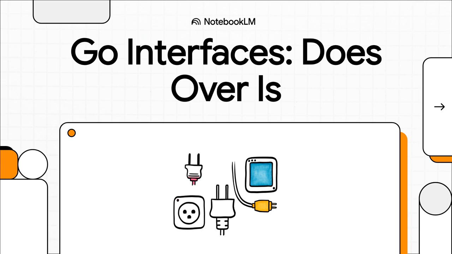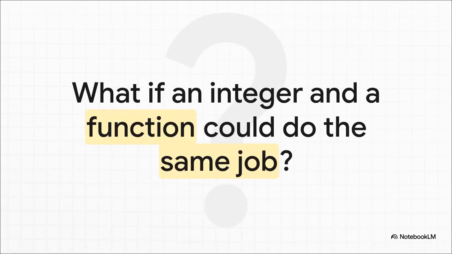We're talking about interfaces. And trust me, this is a feature that's going to totally change the way you think about putting your code together. And just to get our heads in the right space, I want to throw this out there. What if an integer and a function could do the exact same job? I know, it sounds kind of weird, doesn't it? But stick with me, because by the end of this, you're going to see exactly how Go pulls this off.